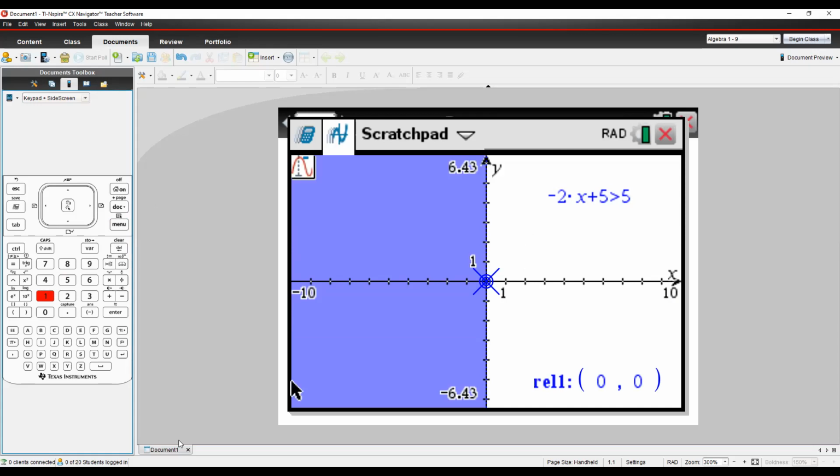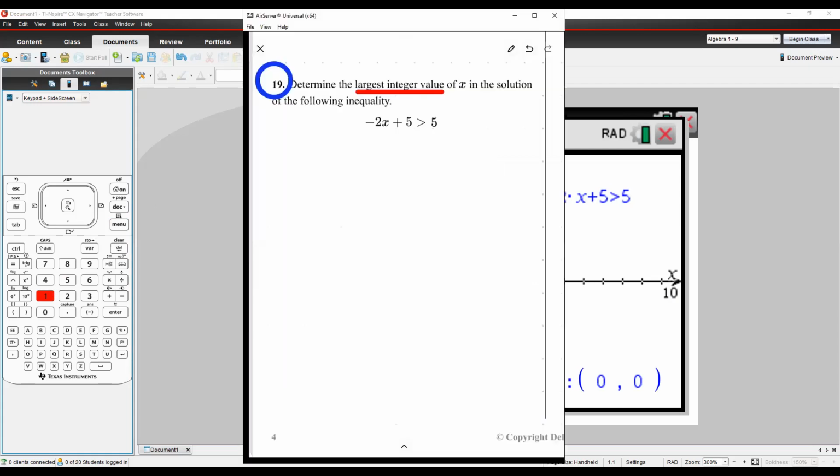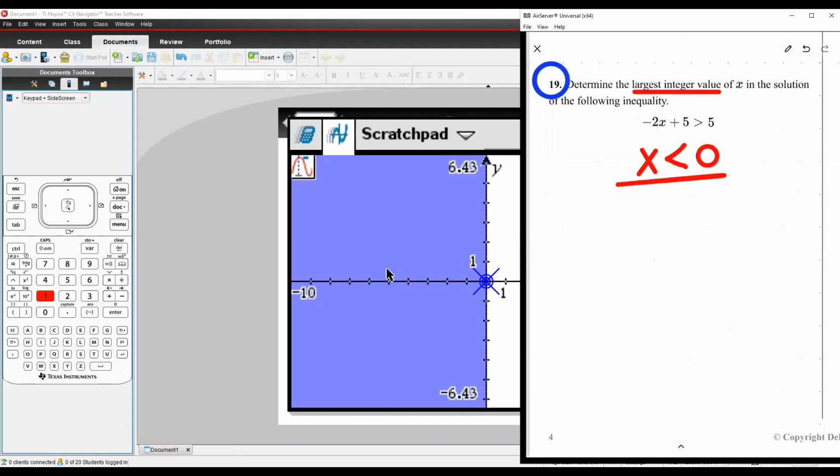If I went to my iPad, I would write this. I would say x has to be less than 0. x has to be less than 0. That's what this is saying. It's saying anything to the left of 0 is in the solution set.